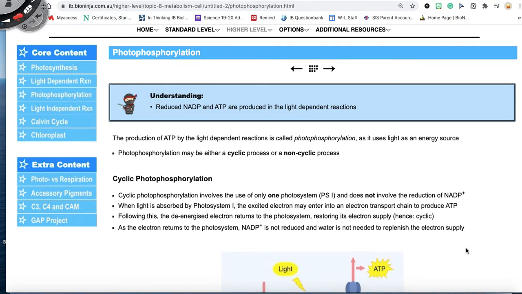Hello, IB Bio students. All right, so today we're going to continue 8.3 and we are going to look at photophosphorylation. So here's the essential understanding.